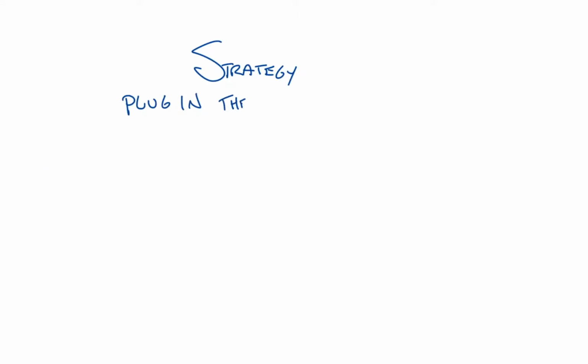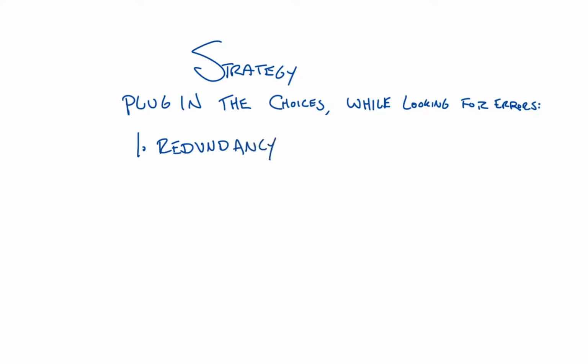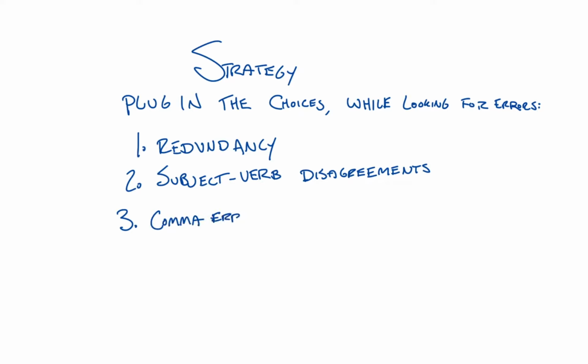My strategy here was to plug in the choices while checking for the following errors. First, redundancy. Is any information unnecessarily repeated? Next, subject-verb disagreements. Is there disagreement, for example, between a singular subject and a plural verb form? Third, are there comma errors like run-ons or comma splices? And fourth, are there any illogical relationships? Like, are there any cause and effect relationships that get the idea backwards as we have in this sentence? So keep all of that in mind. Good luck. You can do this.